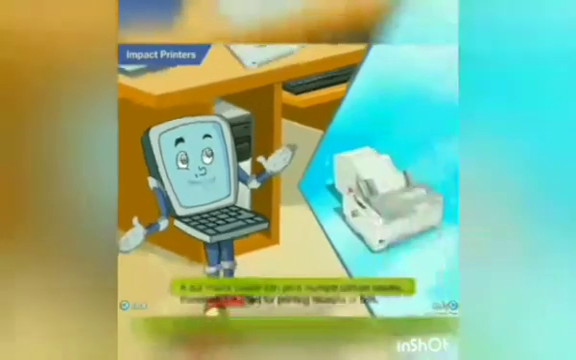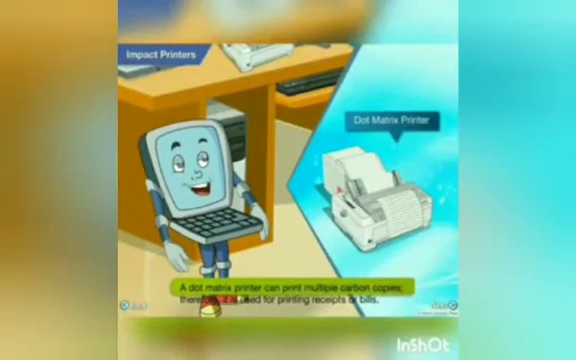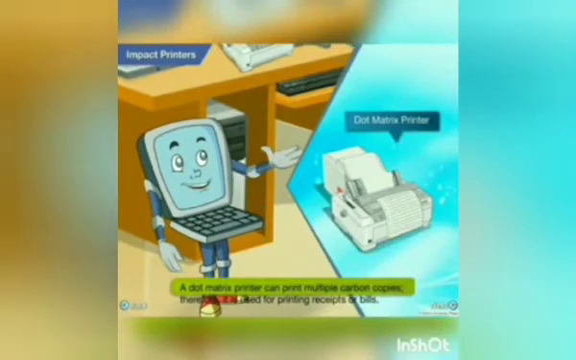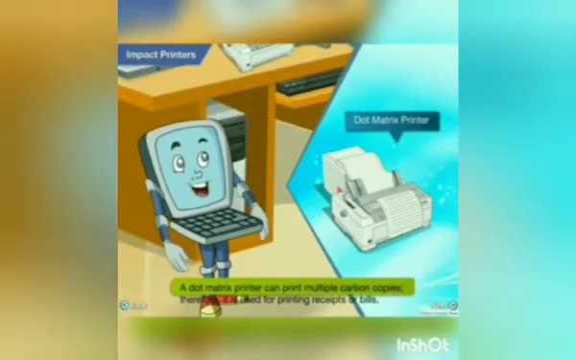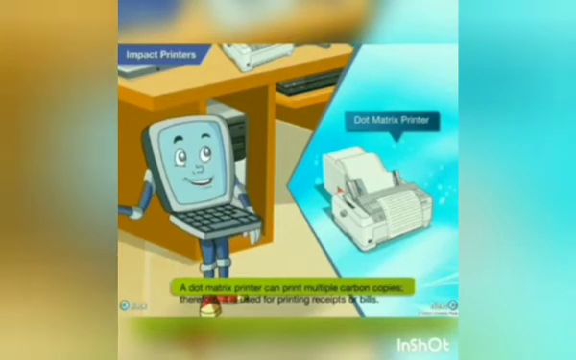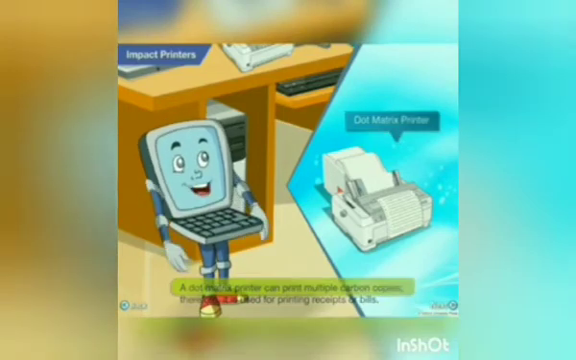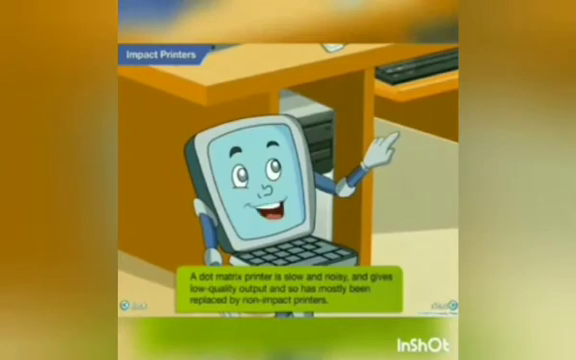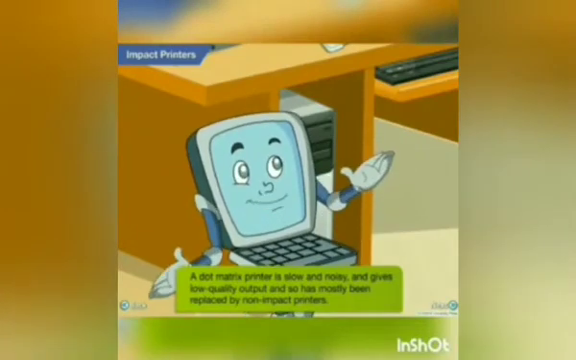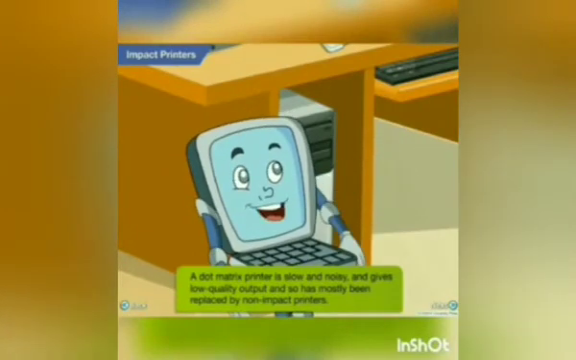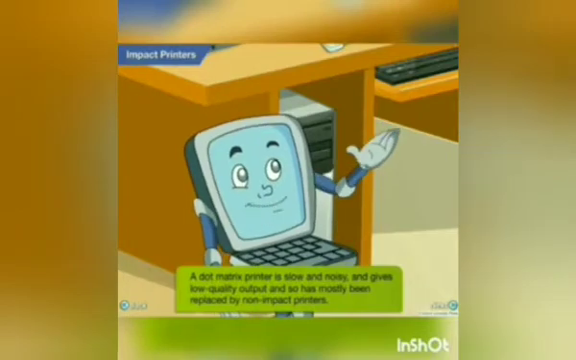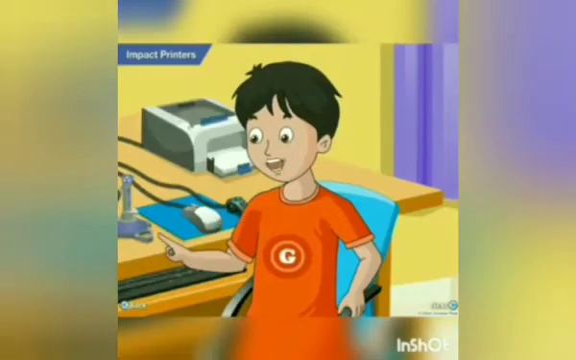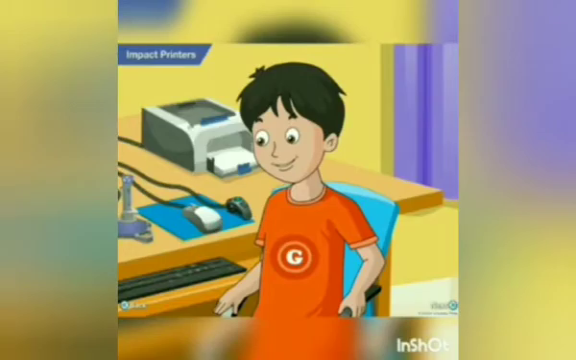Okay. It can print multiple carbon copies. Therefore, it is used for printing receipts or bills, and you are likely to find them in department stores and supermarkets. Nowadays, impact printers have largely been replaced by non-impact printers, as impact printers are slow and noisy with poor quality output. Oh, so how do non-impact printers work?